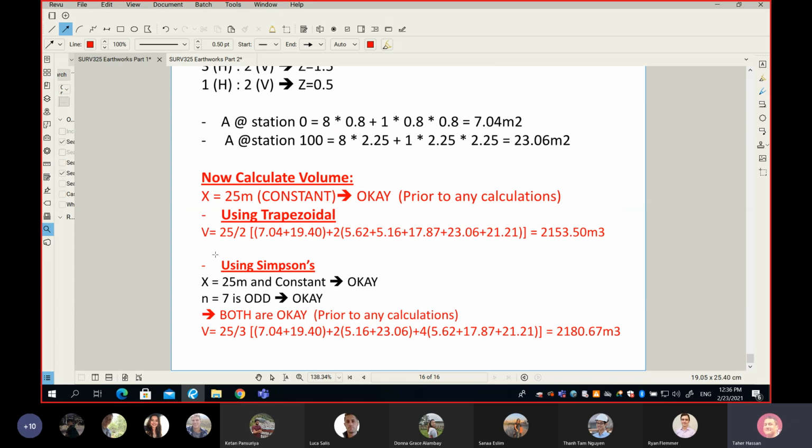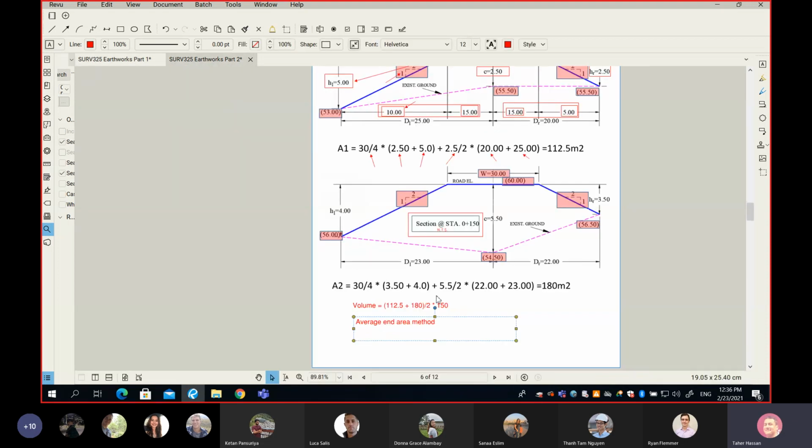And how it works, we say 25 divided by 2, area 1 plus area n, the last one, plus 2 multiplied by everything in between the first and the last area. If you guys remember that. And simply, this is nothing more than average end area. So I want to remind you here, and let's write it down.